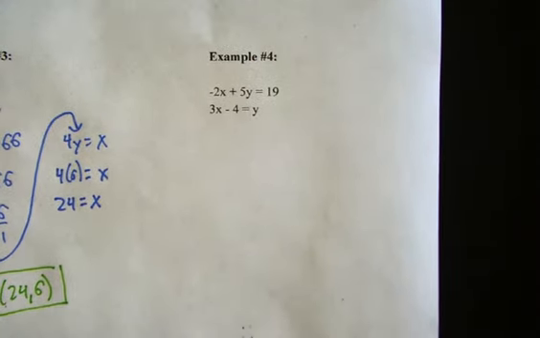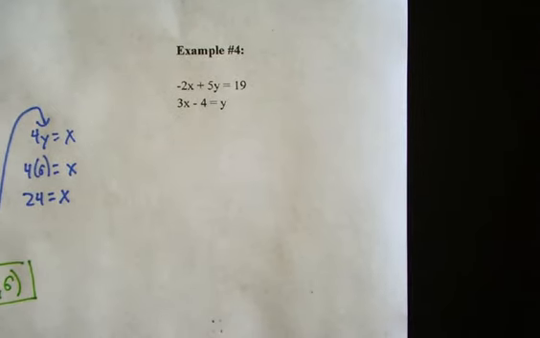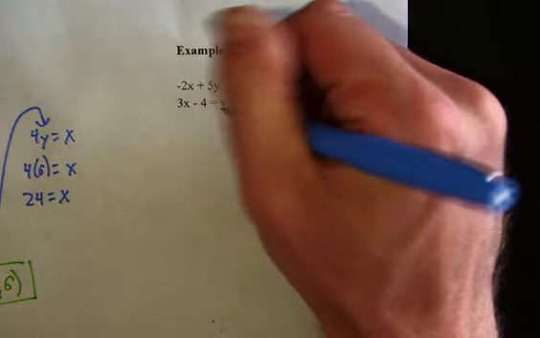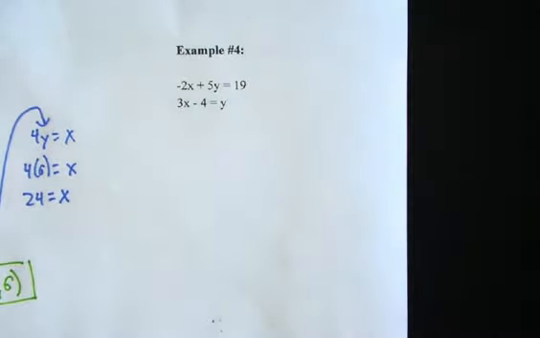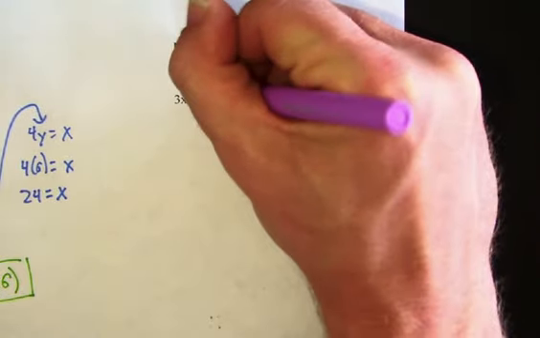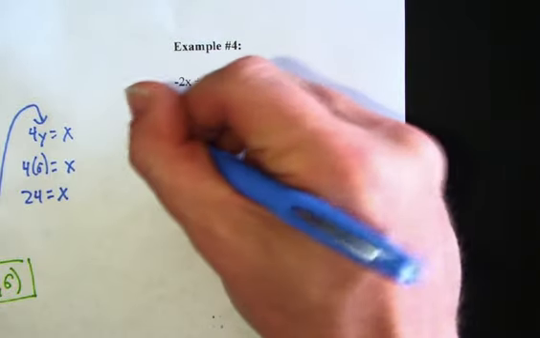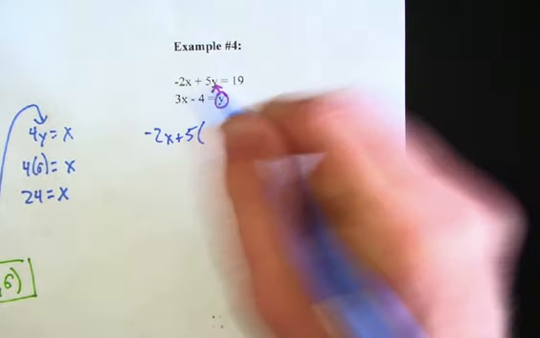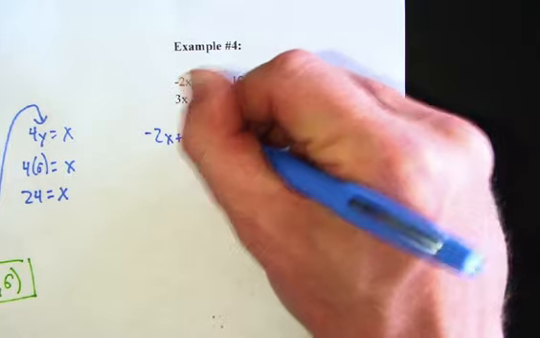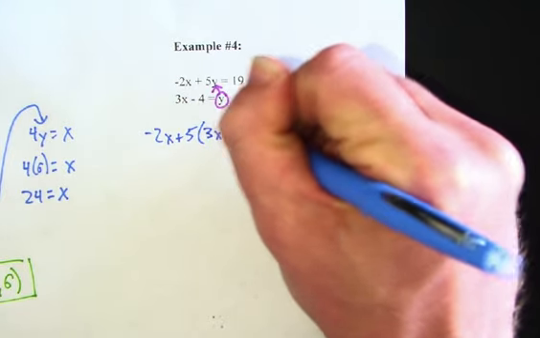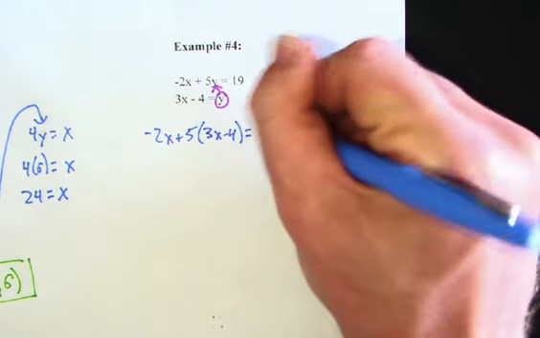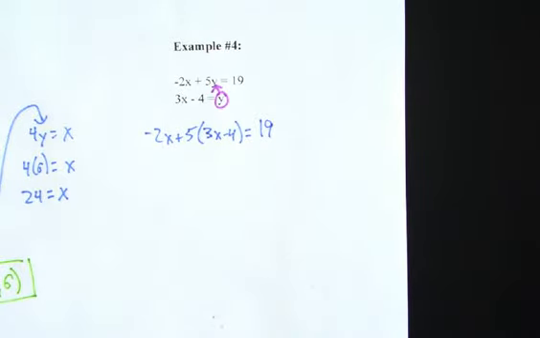Then final one. This one's a little bit more complicated. Example 4. It says negative 2x plus 5y equals 19, and 3x minus 4 equals y. Well, good news. Very good news. We already have something solved for y. So we can just plug that right in. So negative 2x plus 5 times, right here I'm reading 3x minus 4, I'm not using the colors, equals 19. Okay, this is a little bit trickier.